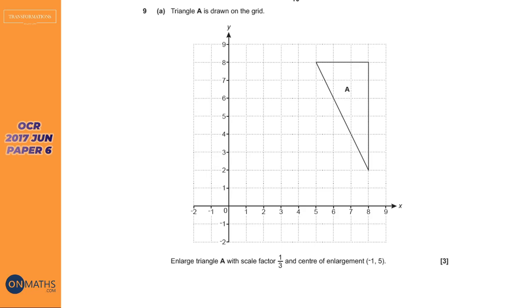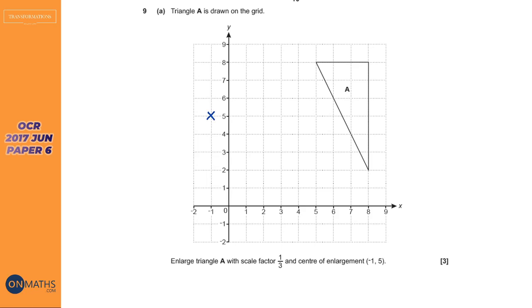Next we move on to OCR's offering, and this one actually has a part B and C, but they're nothing to do with transformations, so we're only going to do part A. And it's all about enlarging, which is one of my favourite, in fact my favourite transformation. Maybe translations are pretty high up there. So it says the centre of enlargement is minus 1, 5, so let's just plot that on. That'd be the first thing you do. And the scale factor is a third, which means it will actually go smaller.